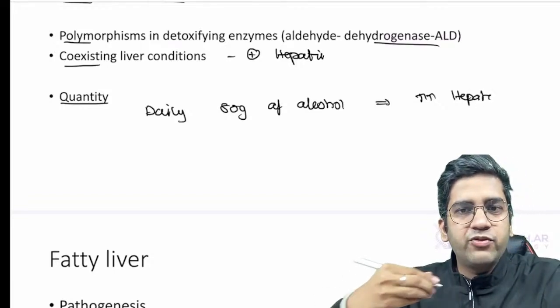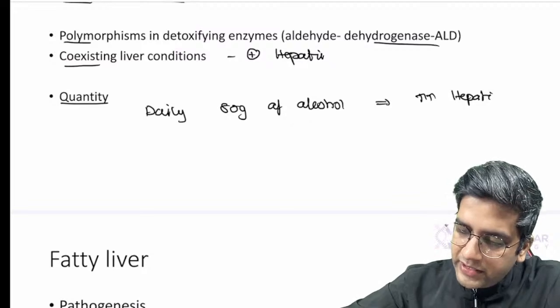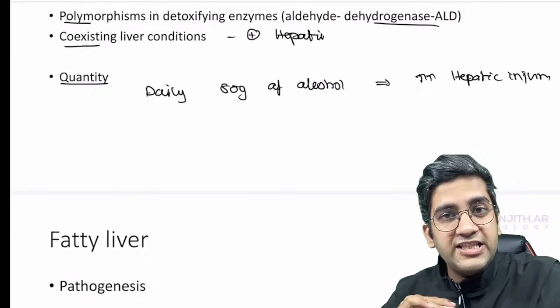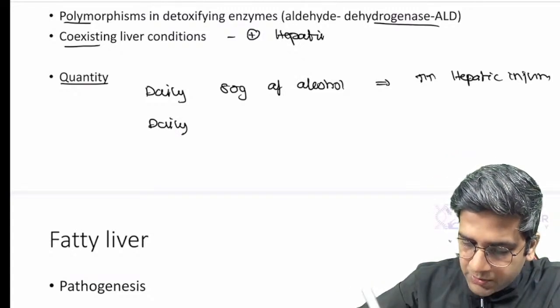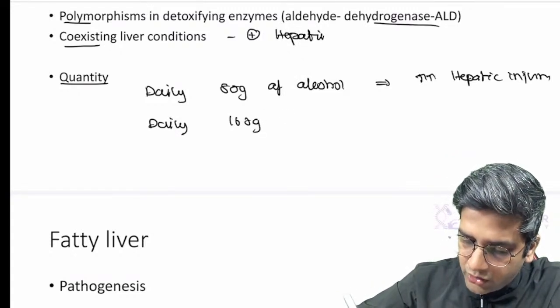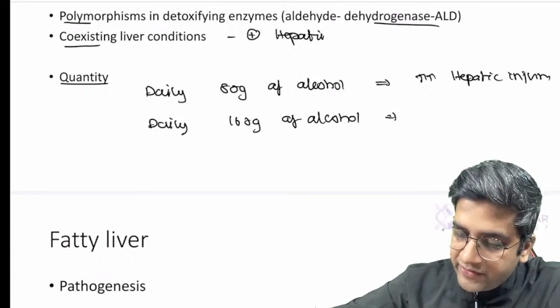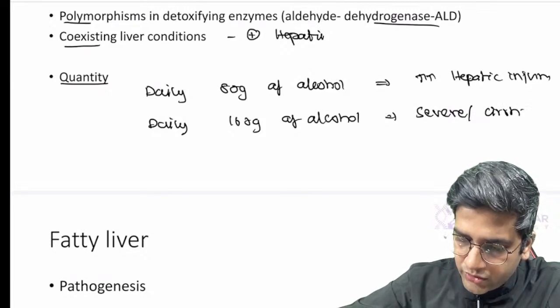And obviously it should be there for months and years. It should be a daily intake continuously for months and years. It will definitely increase the risk of hepatic injury. If the person is going to end up with very severe fulminant damage or cirrhosis, it should be a daily consumption of 160 grams of alcohol. Again, it's weight, not ml. It will definitely result in severe hepatic damage or even can result in cirrhosis.